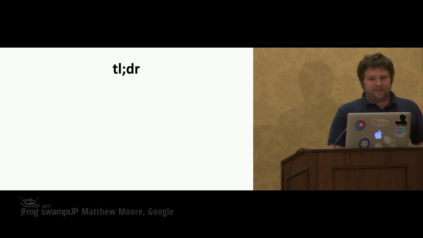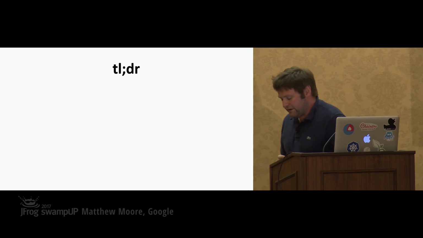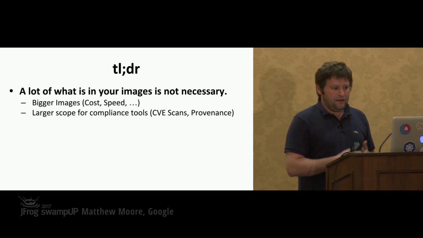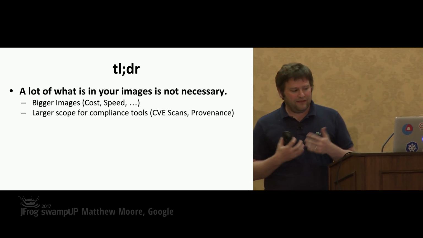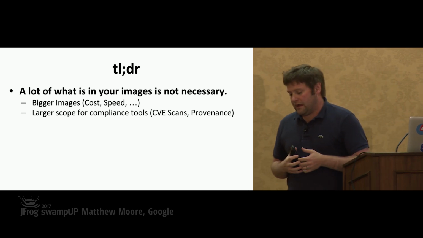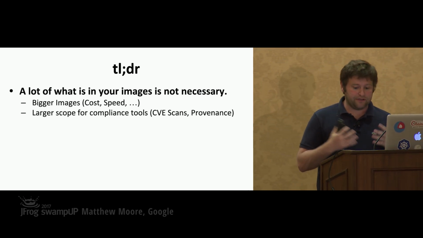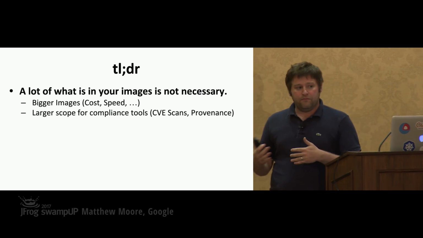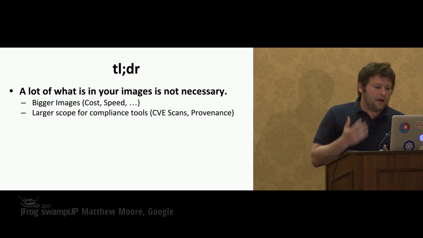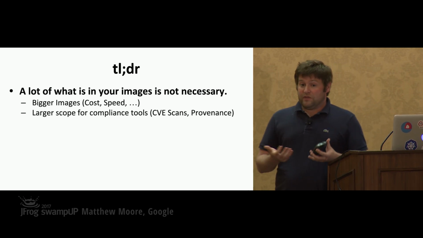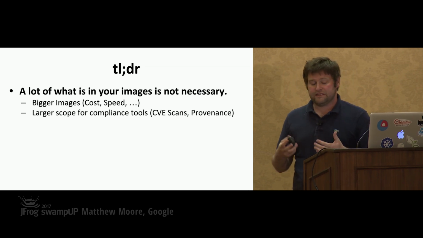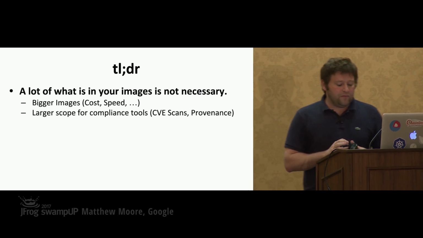So I wanted to lead with sort of a TLDR of the talk. We're going to talk about how a lot of what goes into containers today really isn't necessary. And this probably isn't news. Bigger images have higher cost. They're slower to download, slower to upload. And that reduces your development cycle speed. It creates a larger scope for compliance stuff, more stuff to CVE scan, more stuff to track the provenance of, et cetera, et cetera, et cetera.